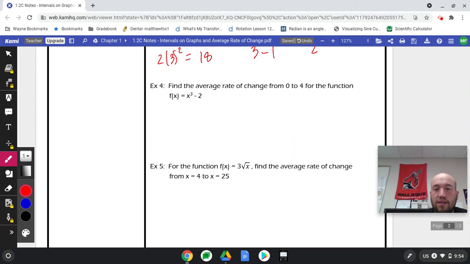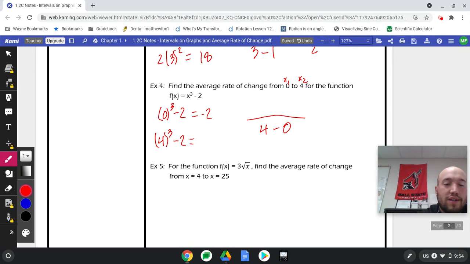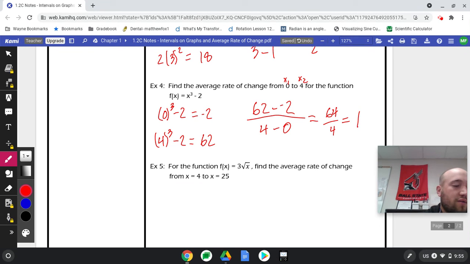On to the next one. Once again, decide x1, this is x2. So we know on the bottom it's going to be 4 minus 0. So we plug that in. If I have 0 cubed minus 2, 0 cubed is 0, minus 2 is negative 2. 4 cubed minus 2. 4 cubed is 4 times 4 is 16, times 4 is 64, minus 2 gives us 62. So then we do 62 minus the negative 2. Minus minus becomes plus. That's 64 over 4, which hopefully you can figure out reduces to 16.